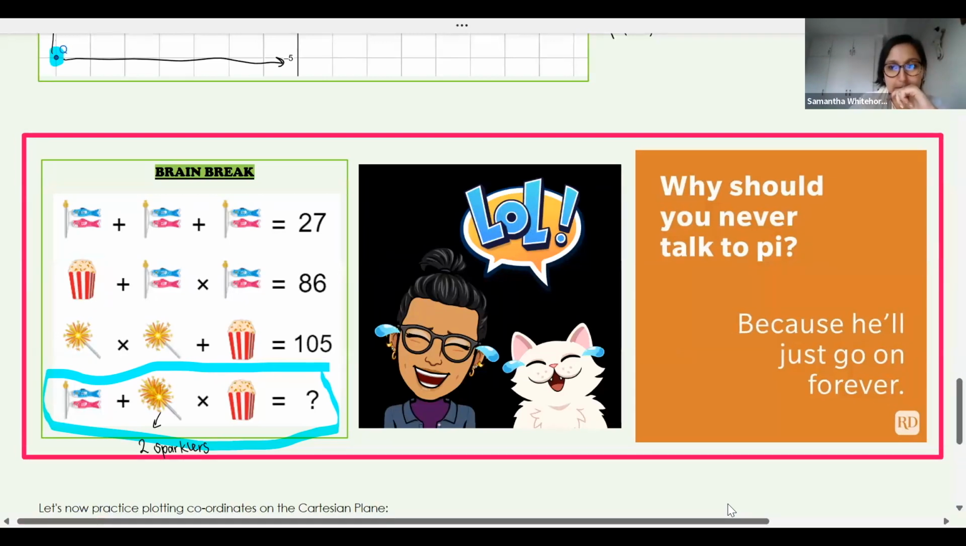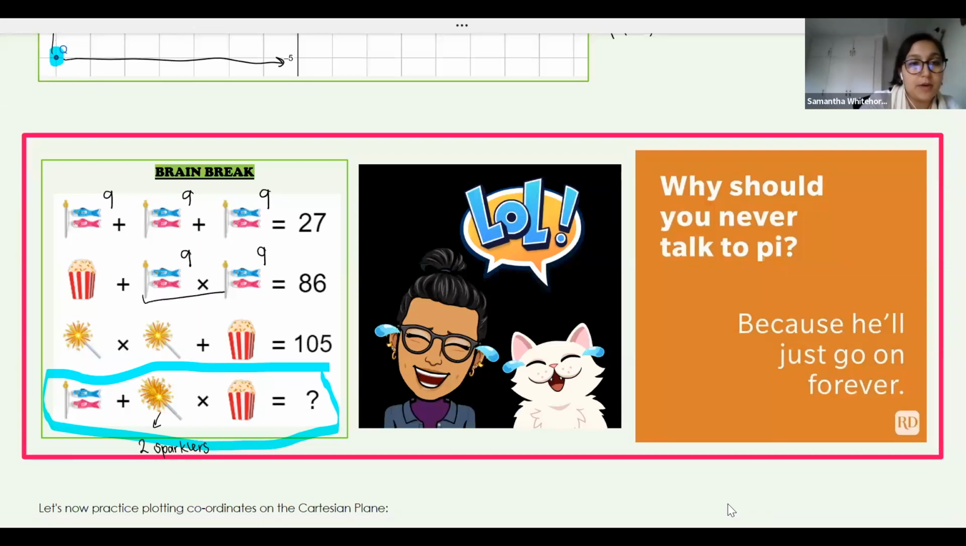So, ma'am, I did 9 plus 20 times 5 equals 109. Okay, so where did the 9s come from? The 9s were the flags, and then the 5 was the popcorn. Good. So 9 plus 9 plus 9 is 27. 9 times 9, remember BODMAS, is 81. So the popcorn is 5 because 5 plus 81 is 86. What were the sparklers, Alicia? 10. Good. Again, BODMAS, 10 times 10 is 100 plus 5 is 105.